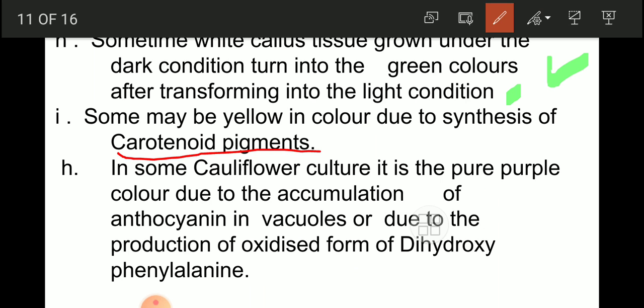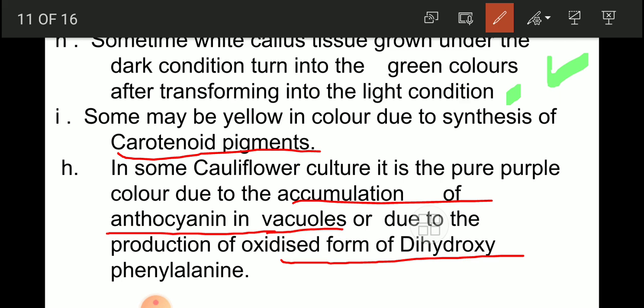In some cauliflower cultures, it is purple due to the accumulation of anthocyanin in the vacuoles or due to the production of the oxidized form of dihydroxyphenylalanine. So the color depends upon which type of changes or pigmentation has taken place in the callus.